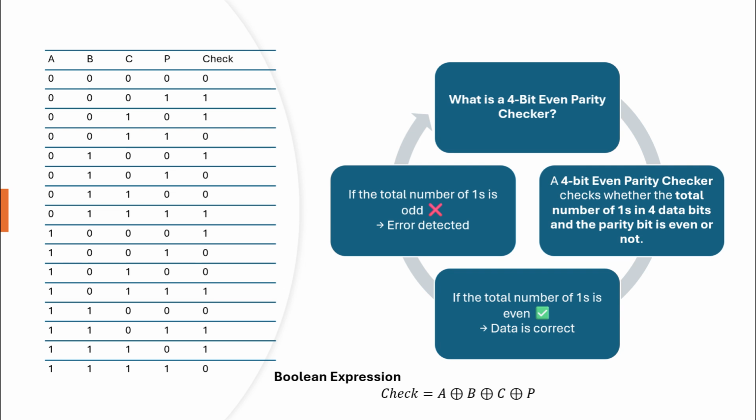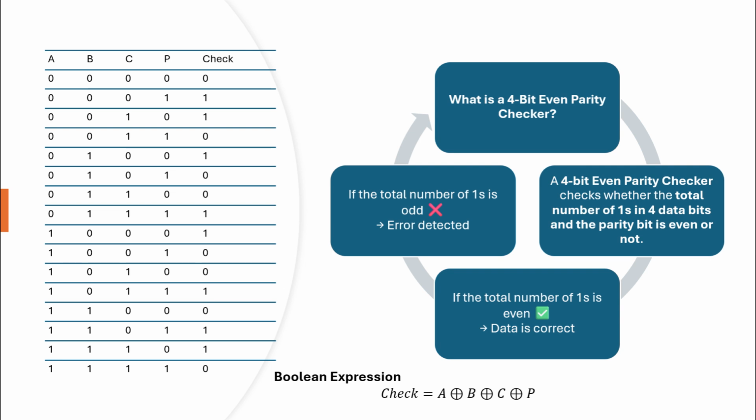Row 1. A is 0, B is 0, C is 0, P is 0. Count the ones. 0 ones. 0 is even. The check output is 0. 0 means no error. Row 2. A is 0, B is 0, C is 1, P is 1. Count the ones. C is 1, P is 1. That is 2 ones. 2 is even. Check output is 0. No error. Row 3. A is 0, B is 0, C is 1, P is 0.